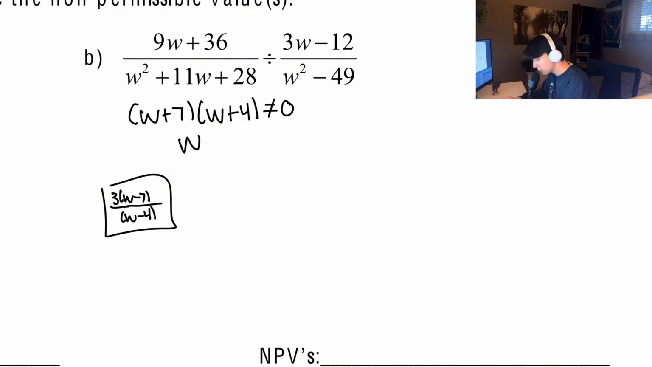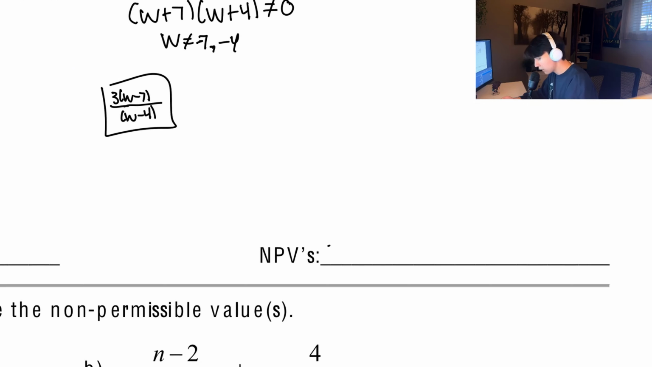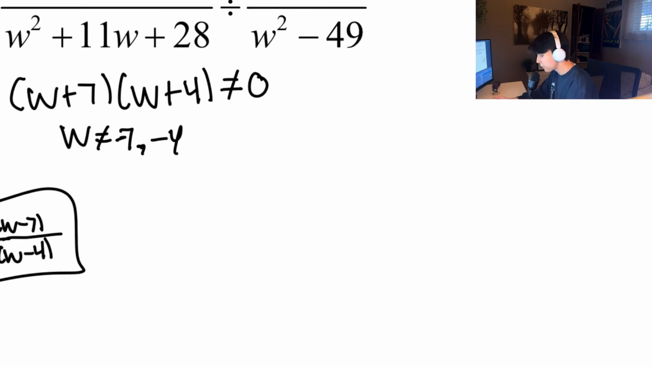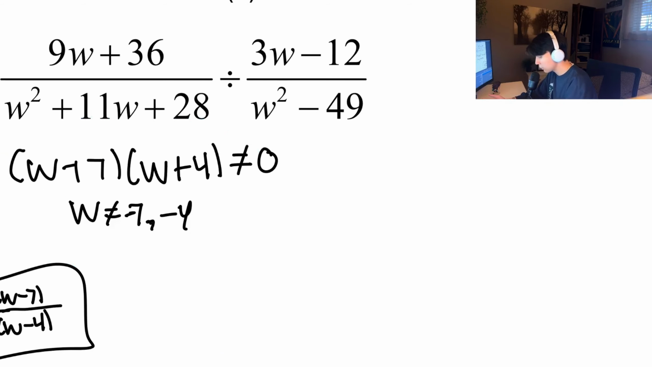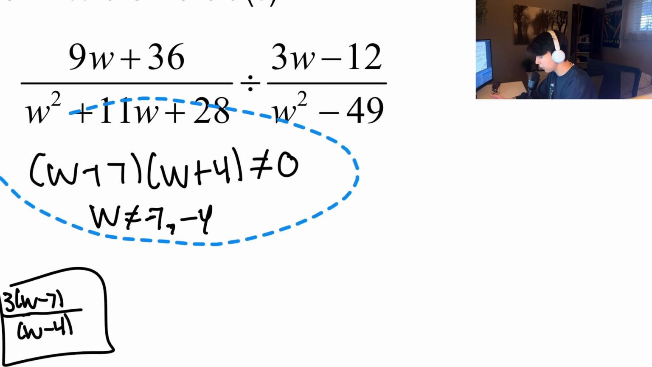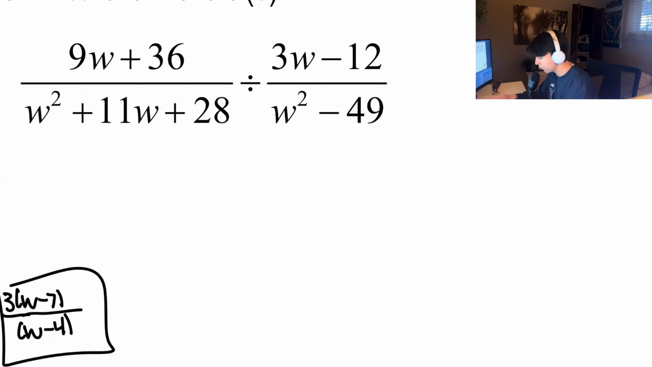So again, we're just going to set both terms equal to 0. And get W is not equal to -7 and -4. So that is two NPVs right off the bat from our first term. Now we actually have to look at our second term, right? So you're probably wondering, since we're dividing, do we actually have to consider the denominator of the original? So we're like taking the reciprocal.